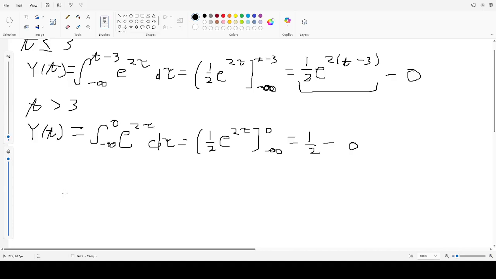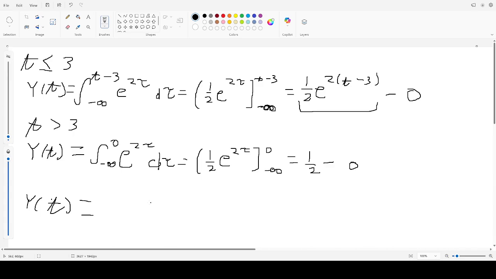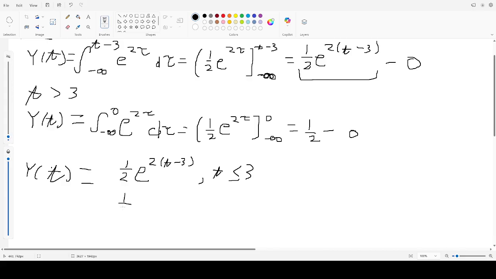So all that's left here is y of t is this equation, 1/2 e to the 2 times t minus 3, for t less than or equal to 3, and equal to just 1/2 for t greater than 3.